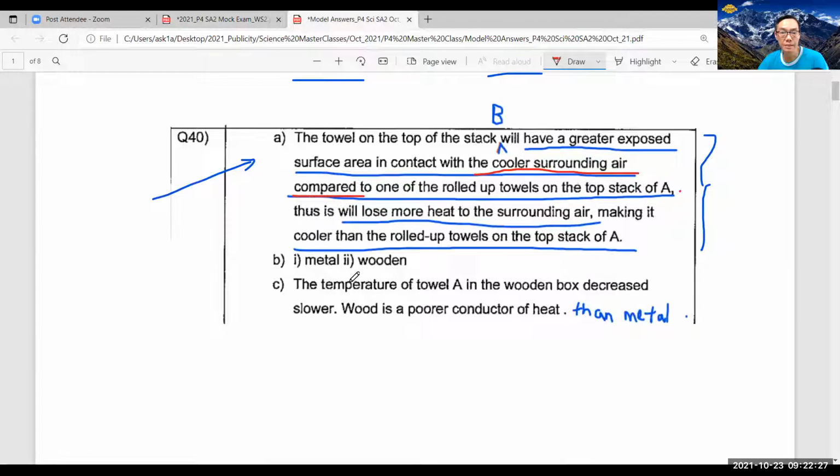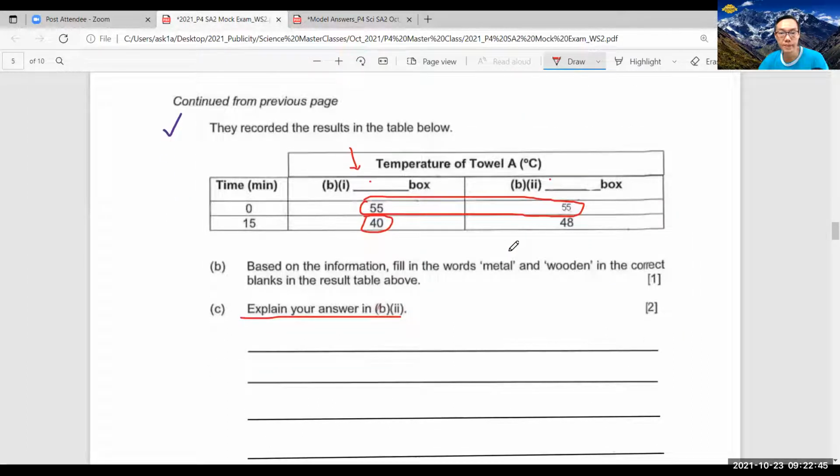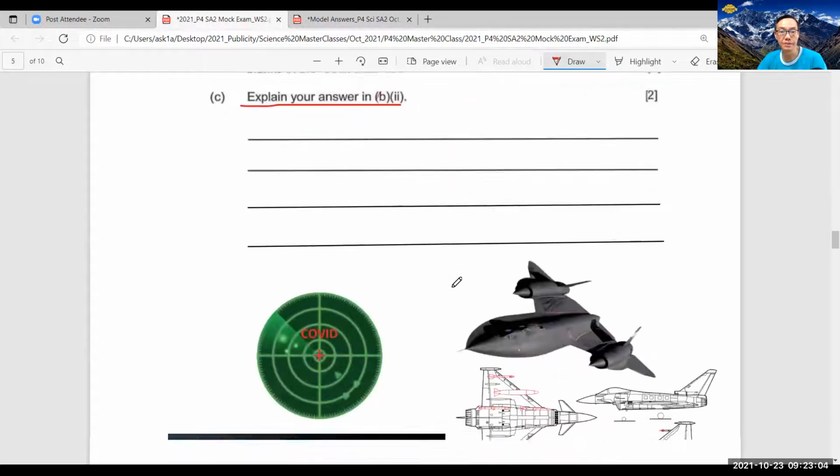Metal and wooden. The temperature of towel A in the wooden box decreases slower. The reason is wood is a poorer conductor of heat than metal. So you can freeze the screen. Or you can even explain the other way, because in the model answer, we talk about wood. We can also say that metal is a better conductor of heat. Therefore, the temperature of the towel here loses heat faster. Both ways are acceptable. Let's continue.